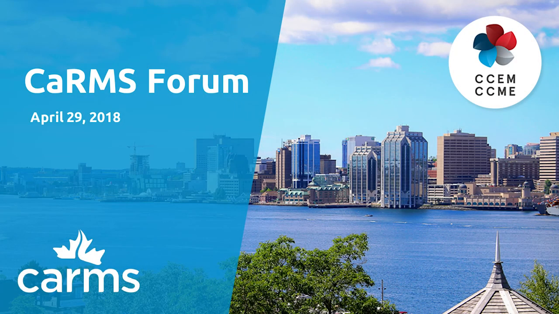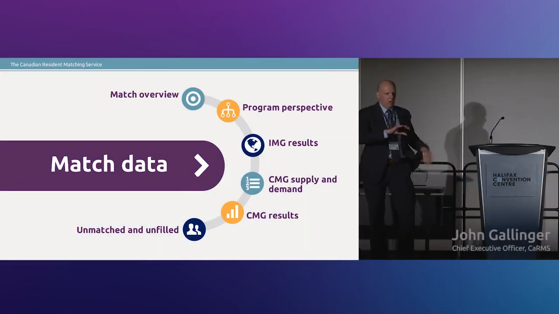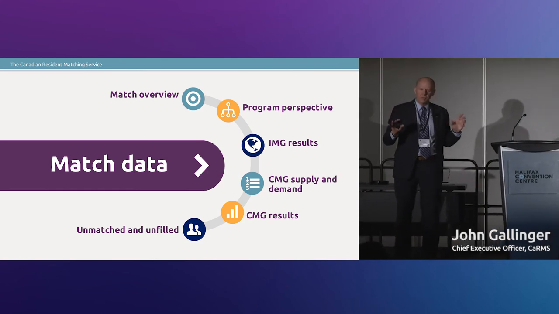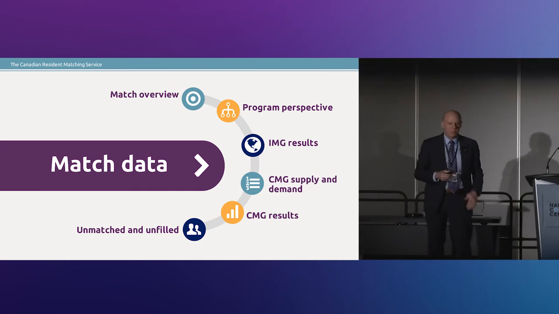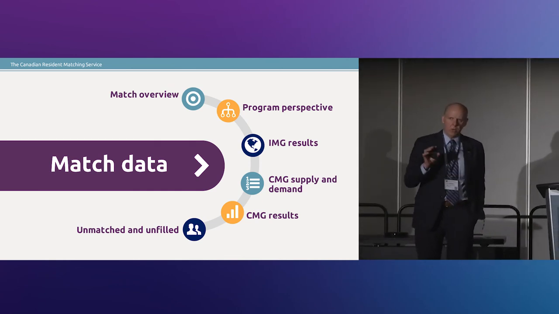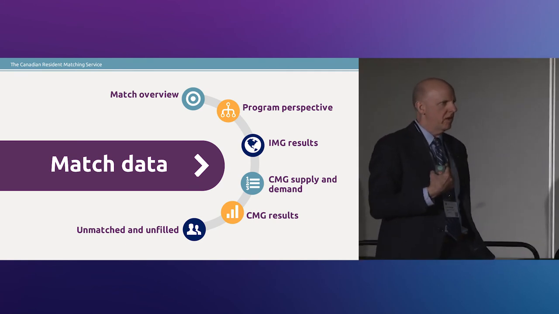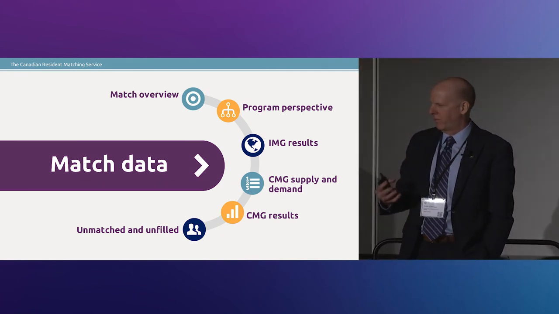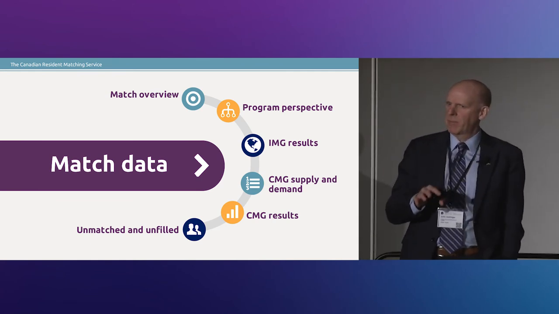Let's get started. Allons-y. So this is going to follow a sequence, and it follows a sequence of an overview of the match outcomes, much of which was shared early in the data snapshot that was released a couple of weeks ago. Then we'll look at the program perspective. So these are the folks who are on the receiving end of all the applications, and then of course are the folks who make the selections. Then we'll focus on the results for our IMG applicant cohort.